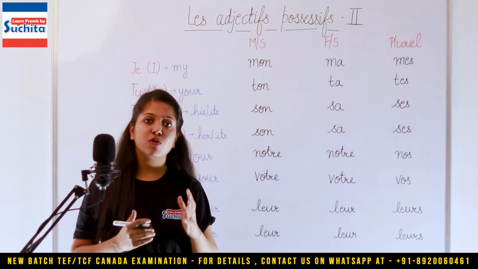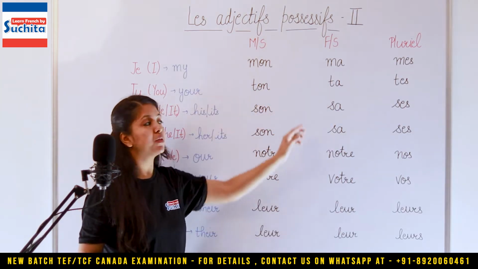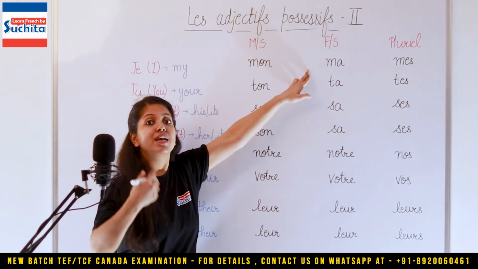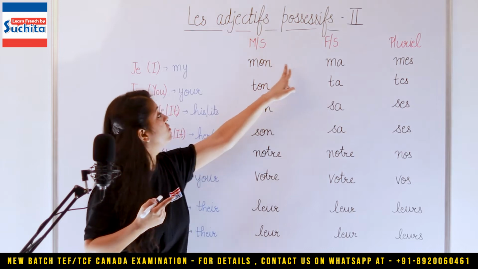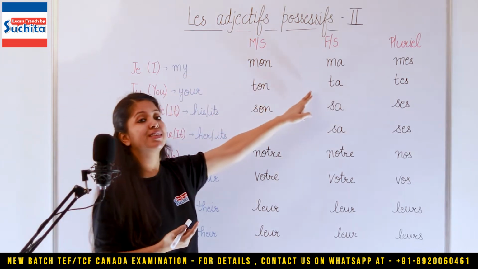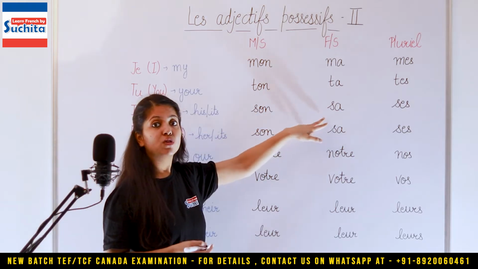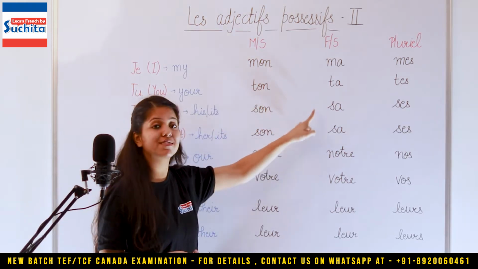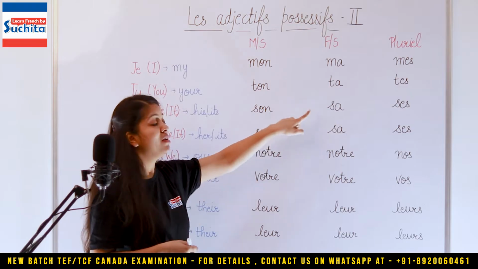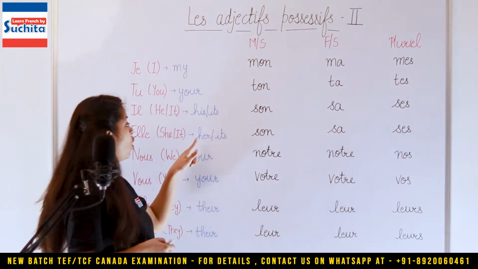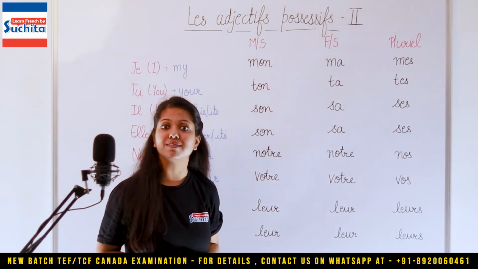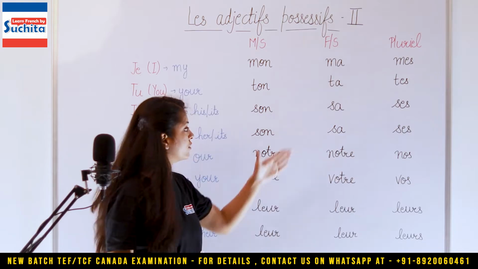Now, in this video, we are going to focus upon the second column, that is feminine singular. So I'm going to explain you the feminine one. Ma, répétez après moi. Ma, which means my. Ta, which means your. Sa, which can mean his or her or its. All three of them.